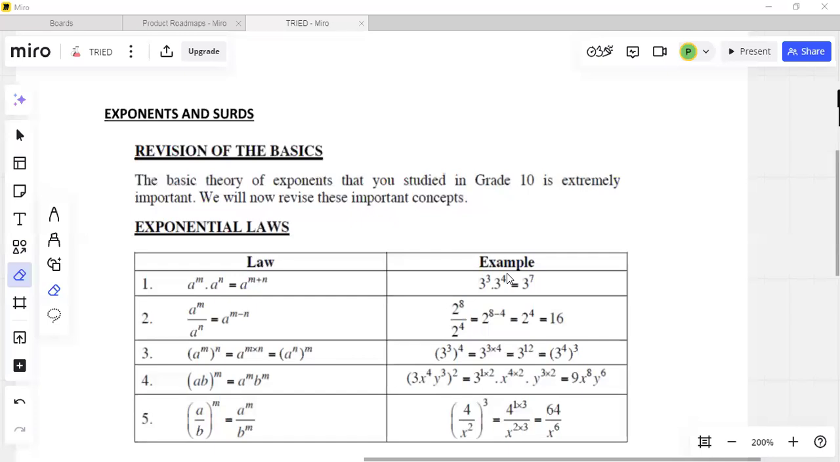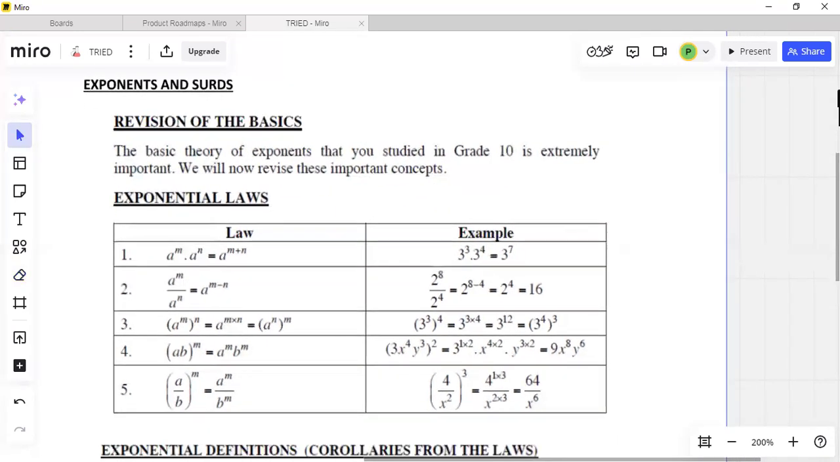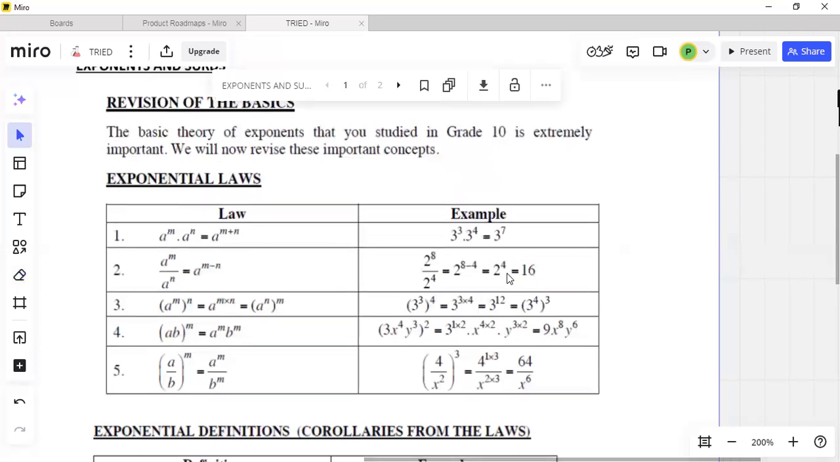Okay, so here I want us to discuss the exponents and surds, the exponential laws, and also the laws of surds, but specifically we want to first deal with the laws of exponents. Right, so here I included some revisions of the grade 10 exponential laws, as well as the expectations in grade 11. So I will not dwell much on them.